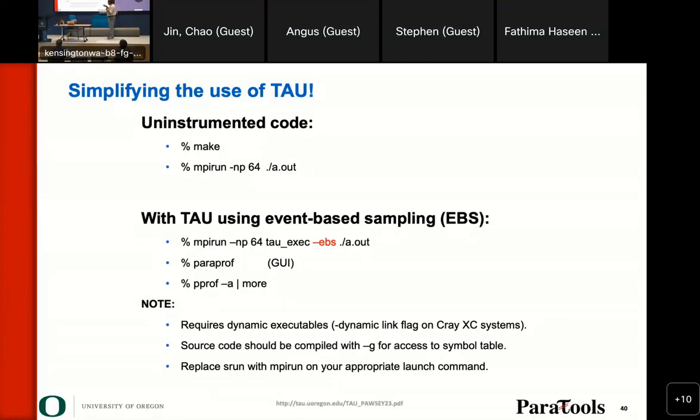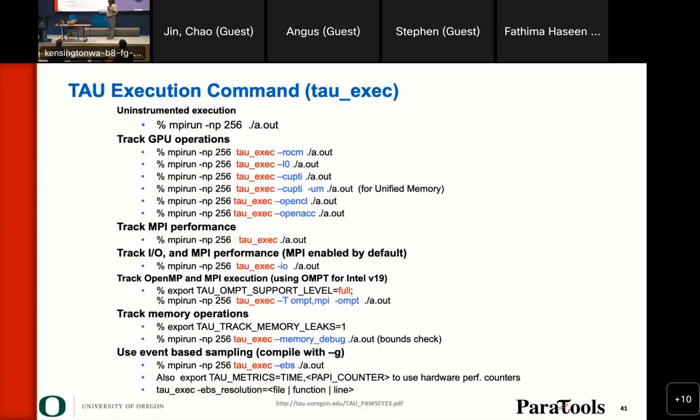Okay, let's try this on our AWS instance and see how it works. Now, I should follow up by saying that if you have GPUs, you can use tau_exec to monitor all of their execution as well. You can say tau_exec with the -rocm flag, or -level0, or CUDA, or OpenCL, or OpenACC, or OMPT, or event-based sampling, or I/O. You just need to point to the right configuration of TAU, and we'll get to that.